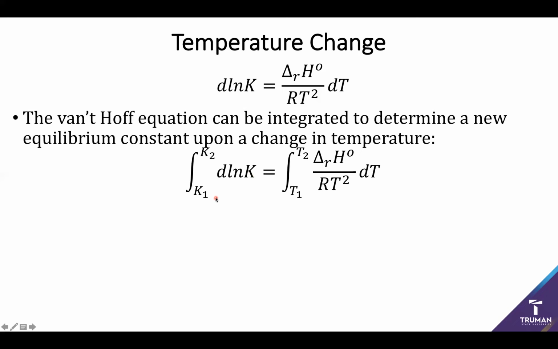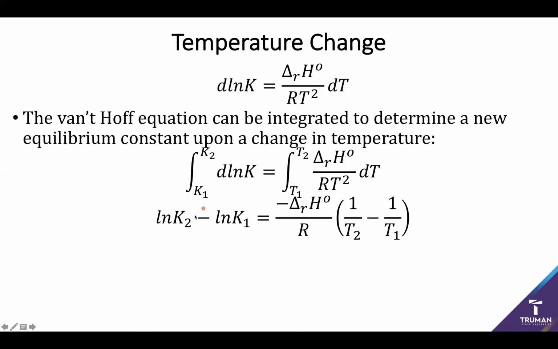The integration of the left side should be fairly trivial, because d ln of K is just going to be ln of K end state minus initial state. Over on the right side, well, this one is still not exactly unfamiliar. Enthalpy and the ideal gas constant are both going to be held constant, so I'm going to pull them out front. And we have the integral of dT over temperature squared. So this gets us negative 1 over T, again, end state minus initial state.